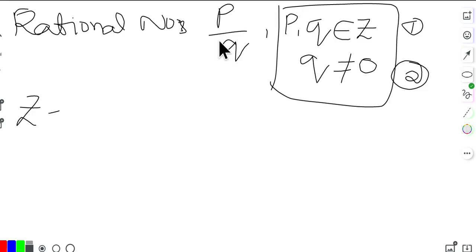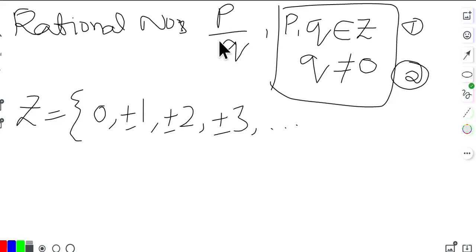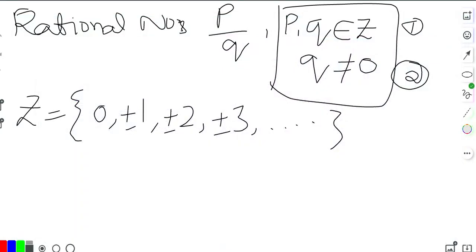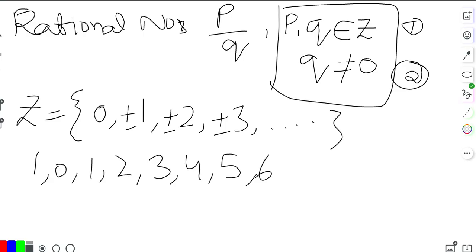What are the integer numbers? Integer numbers always start from 0, plus minus 1, plus minus 2, plus minus 3 and so on. Is it clear? But in question number 13, it is mentioned that H is a rational number and I is an integer number. Let's suppose these are the numbers 1, 2, 3, 4, 5, 6 and here is 0, 1, minus 1, minus 2. These are the integer numbers.